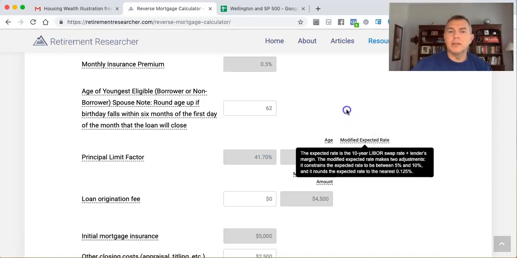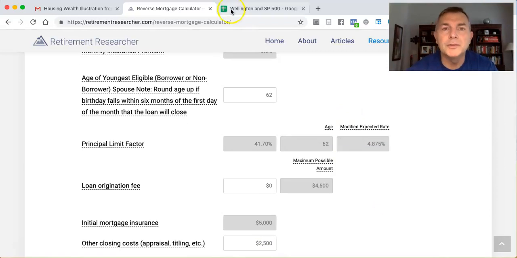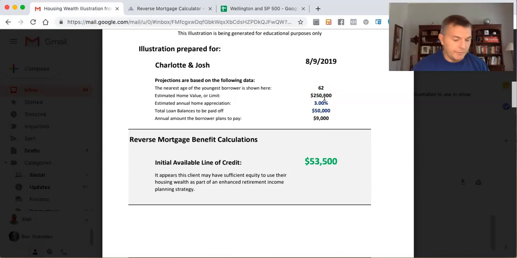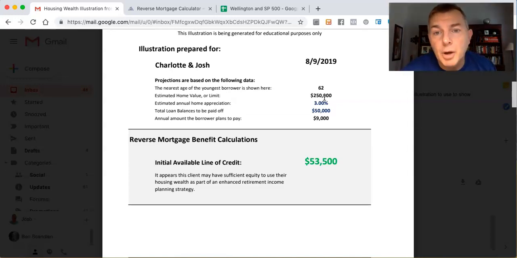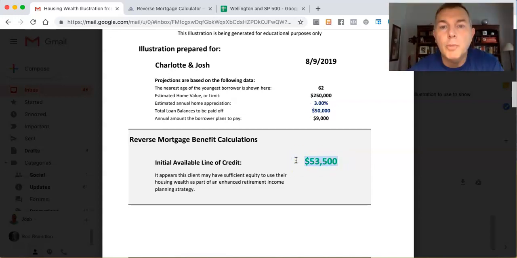All right, so anyway, we're going to say our principal limit factor is about 41%. So if we come back here, we have $250,000, and 41% of 250, that's 0.41, is going to be $102,000 we have total. And so we take this amount here, our total loan balance, plus this amount here, and that will give us the amount that we can borrow in total.